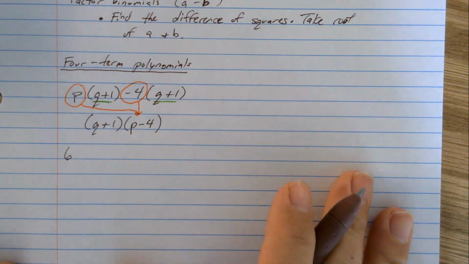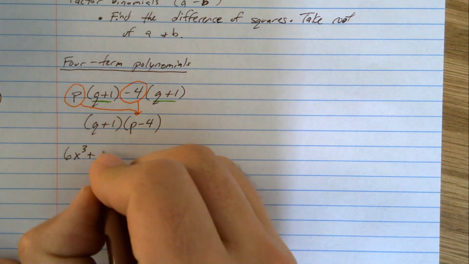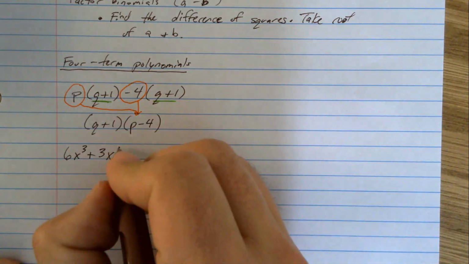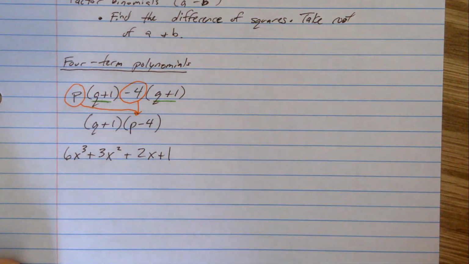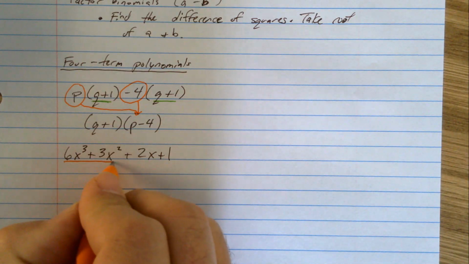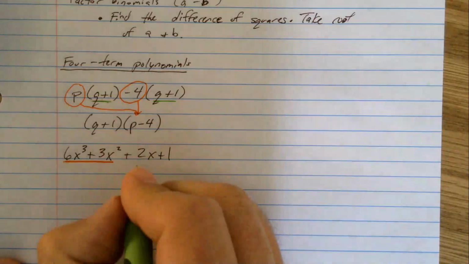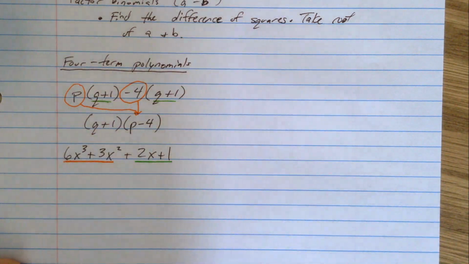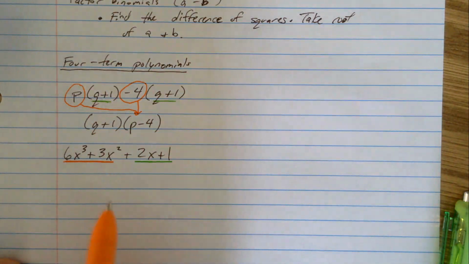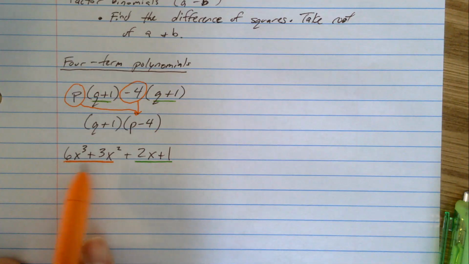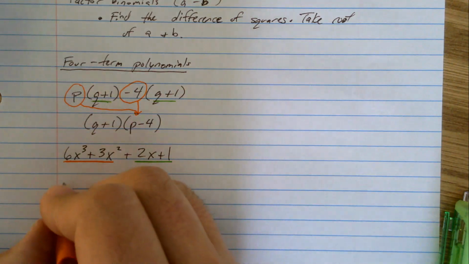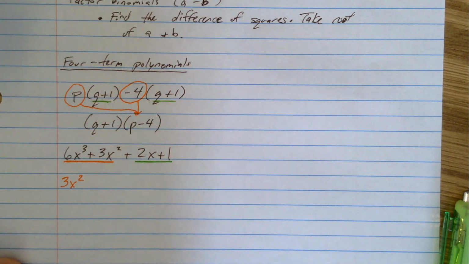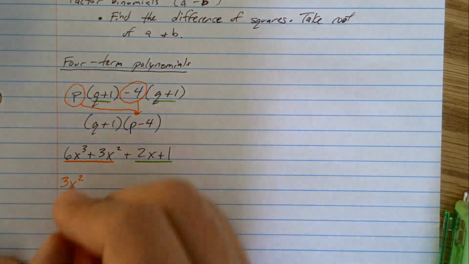So if we have 6x cubed plus 3x squared plus 2x plus 1, we're going to divide this in half. Here is the first part of my problem, and here is the last half. We're going to find the GCF. What is the GCF of this first part that's underlined? We have a 3 in common with 6 and 3. We have two x's, and the 2 is the smallest exponent. So 3x squared is the GCF of the first half.